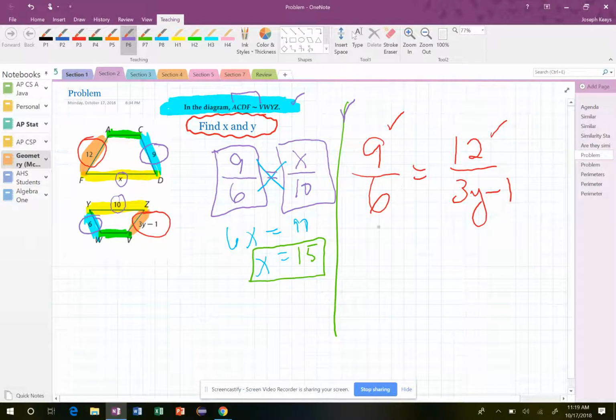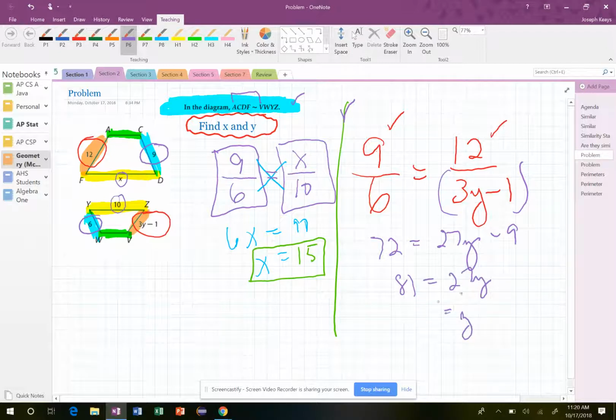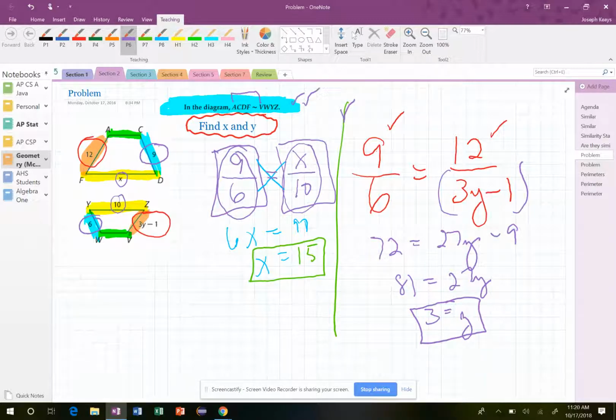So what do we have in here? Well, 12 times 6 is 72. And now we learned last class that 9 times this, using the distributive property, is 27y minus 9. I bring the 9 to the other side, that's 81 equals 27y. I divide both sides by 27. y turns out to be 3. So don't let the algebra get in the way of you solving for this. The hardest part is understanding why we are allowed to set one ratio equal to another. That's all because of similarity.